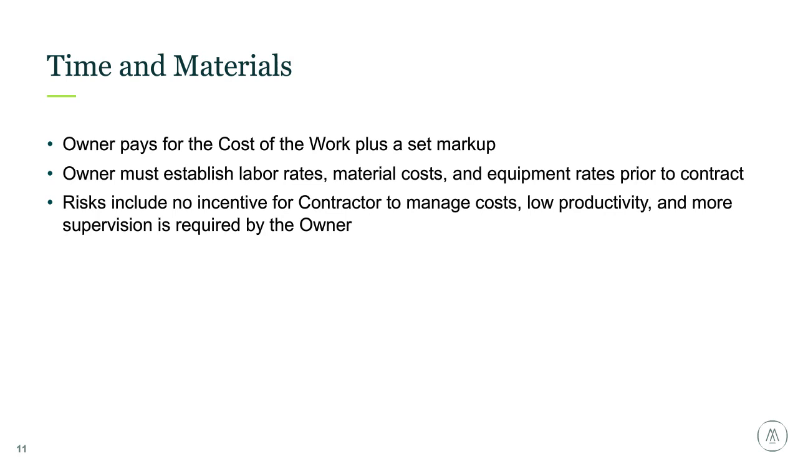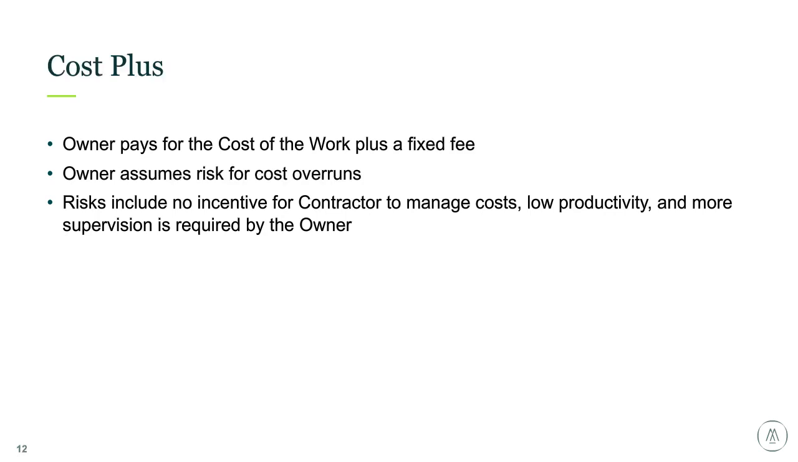Cost plus, the owner pays for the cost of work plus the fee. Owner assumes risk for cost overruns. Similar to the T&M, the risks include no incentive for the contractor to manage costs, and more supervision is required by the owner.